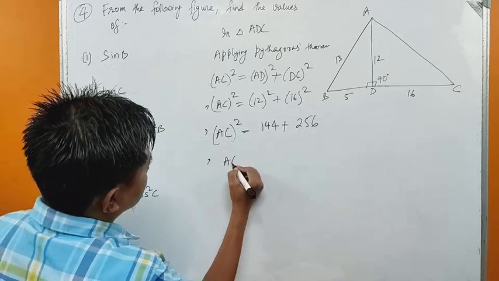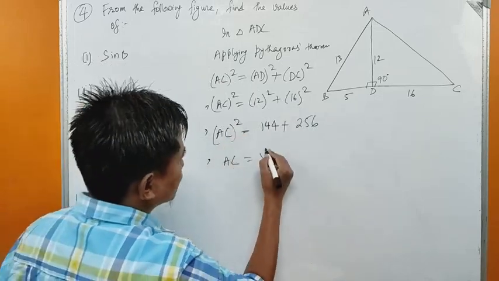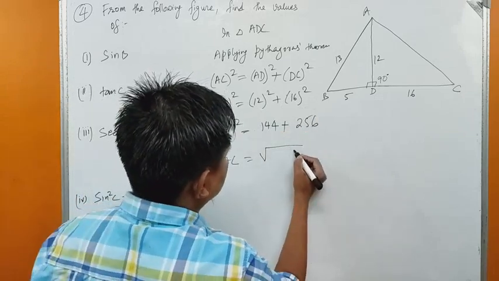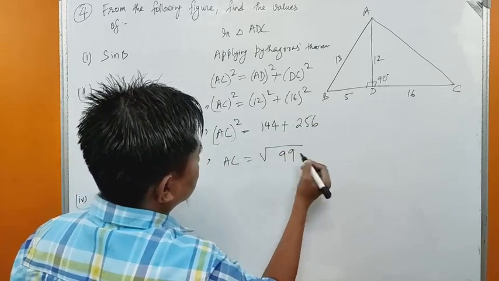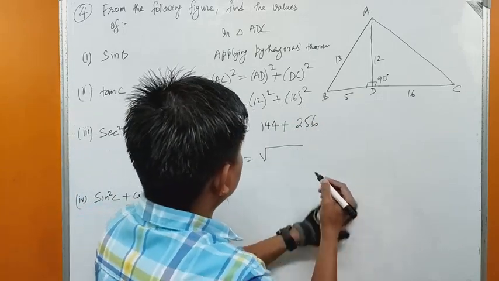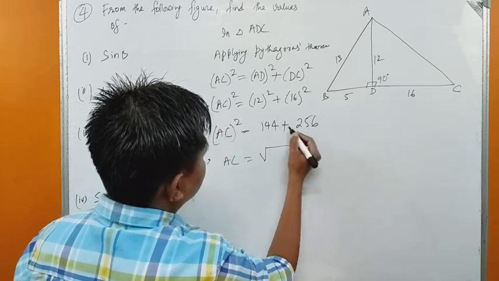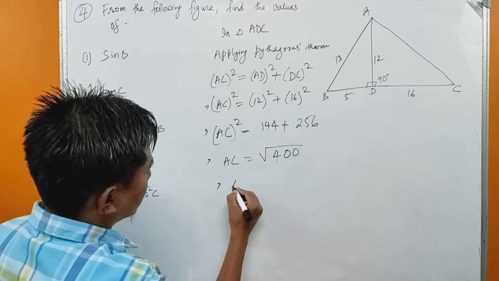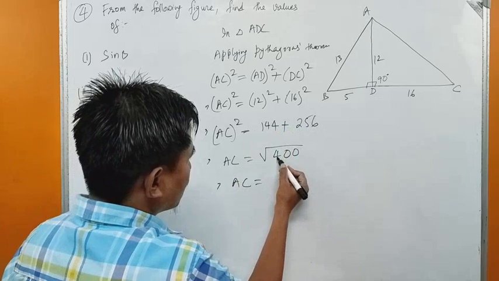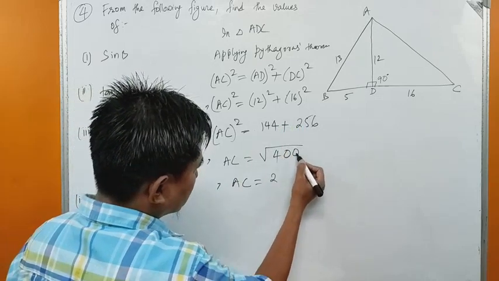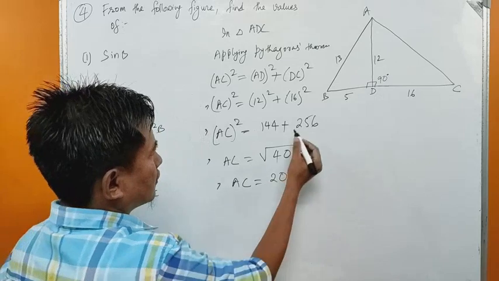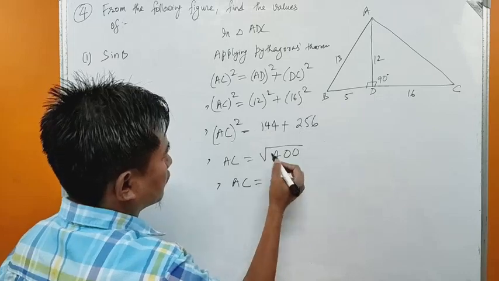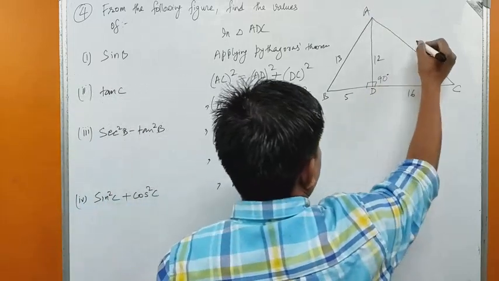Or AC equals, we take the square to the right hand side, and it becomes the square root. 6 plus 4 is 10, 5 plus 4 is 9, plus 1 is 10. 2 plus 1 is 3, plus 1 is 4. Or AC equals the square root of 400: the square root of 4 is 2, the square root of double 0 is single 0. So we found AC as 20.